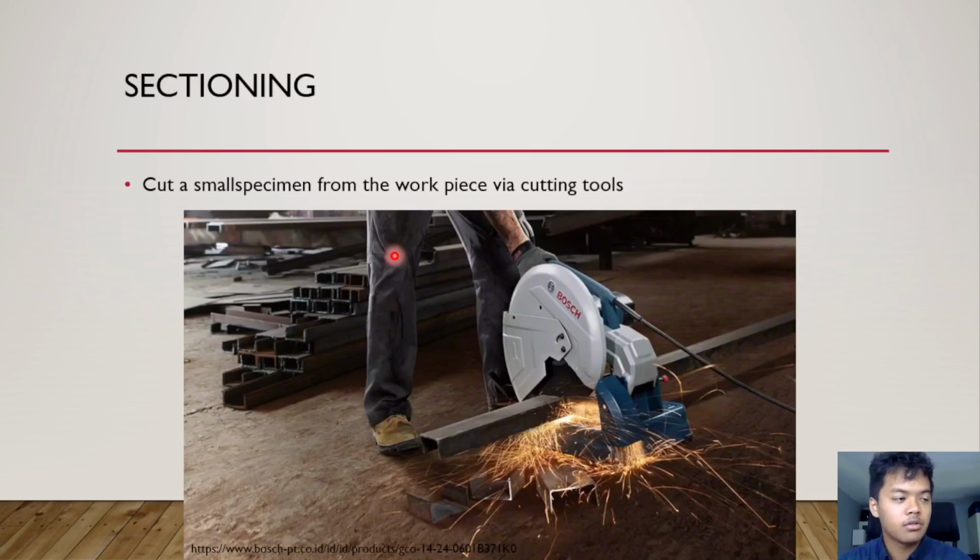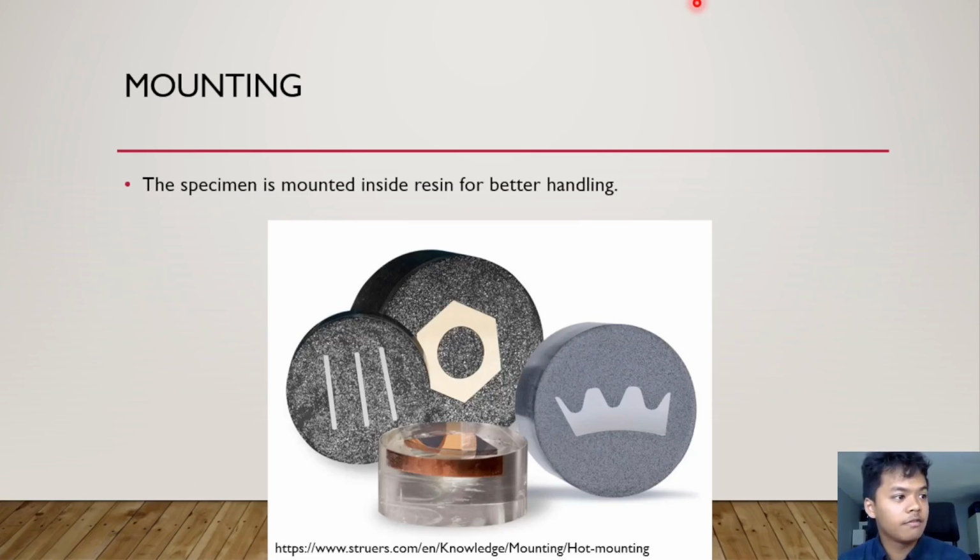First, sectioning. So I think this is best explained with an example. Say you wanna examine an engine block, the materials of an engine block. If you were to put an engine block under a microscope, that would be very difficult. So what you do is you cut a small specimen from the workpiece via a cutting tool, for example a big saw. Next we have mounting. So the specimen is mounted inside a resin for better handling, as shown here. This will make sense soon.